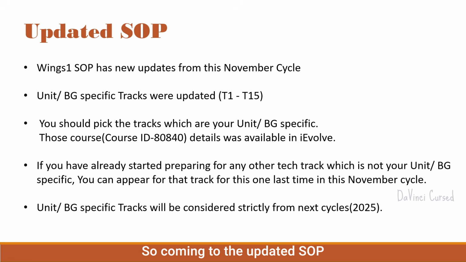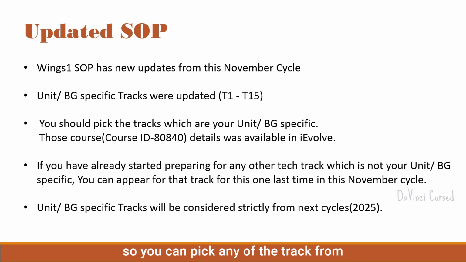So coming to the updated SOP part. From this cycle, we got to know a new term called unit specific tracks. So they said they have updated the courses as per the unit or BG requirements, as per the project requirements. So they had a very good list of the tech tracks that are available for different unit or BG groups. So you can avail the list of courses from iEvolve that was mentioned in the course IDs 15205 or 15206. So those tracks were updated.